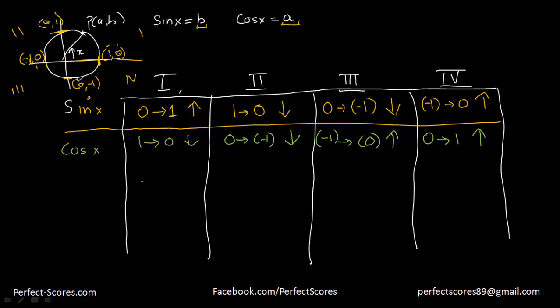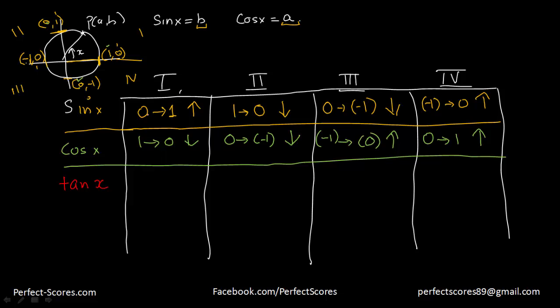Now once we have the sine function and the cosine function, we can actually know everything about the tangent function as well. So let's try to find everything about the tangent function. Now what is tangent of x? Tangent of x is equal to sine of x divided by the cosine of x.